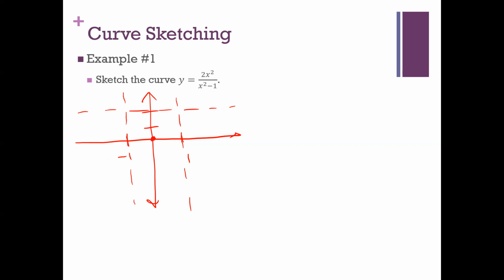Okay, so the derivative will give us a much better idea how to fill things in. So y prime is equal to what? We can't do 4x over 2x. What kind of rule do we need? We need the quotient rule. So the bottom will be squared.